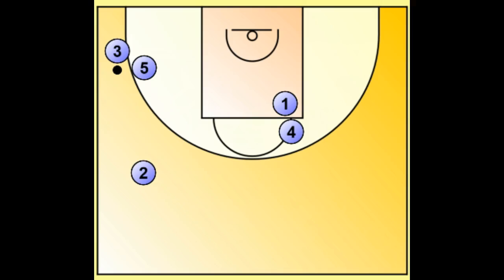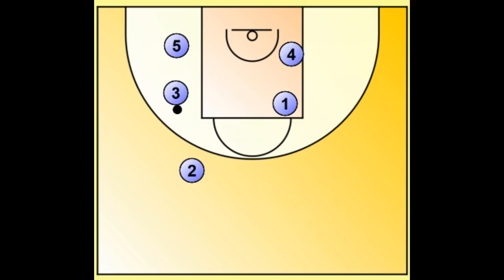5 sets a screen, 1 sets a screen, 2 replaces, so he has an outlet. 3 will come off of the screen, 5 will roll, 4 will come off the screen, and then 1 will pop out as well. 2 at this point is following 3 on top of the free throw line, trailing the 3. So in case the 2-man's defender goes off to try to double team and stop that roll, 2 will be wide open at the top of the key.